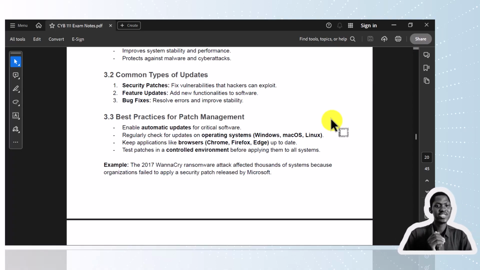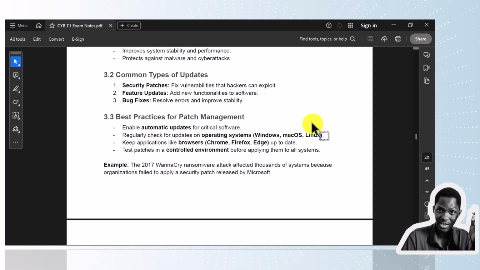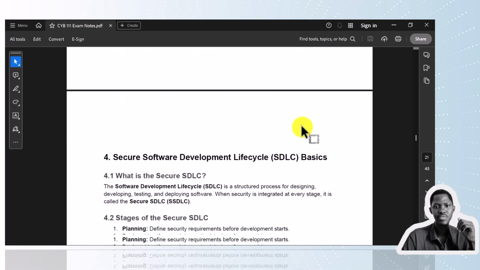Now, an example: the 2017 WannaCry ransomware attack affected thousands of systems because organizations and individuals failed to apply a security patch that had already been released by Microsoft earlier. I was saying that the ransomware attack hit people that refused to update their systems. So that was what happened. So patch management is very important.